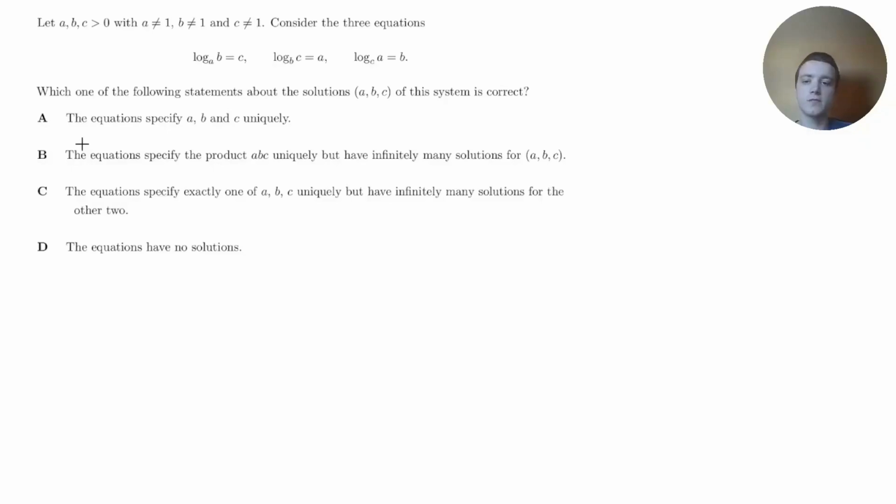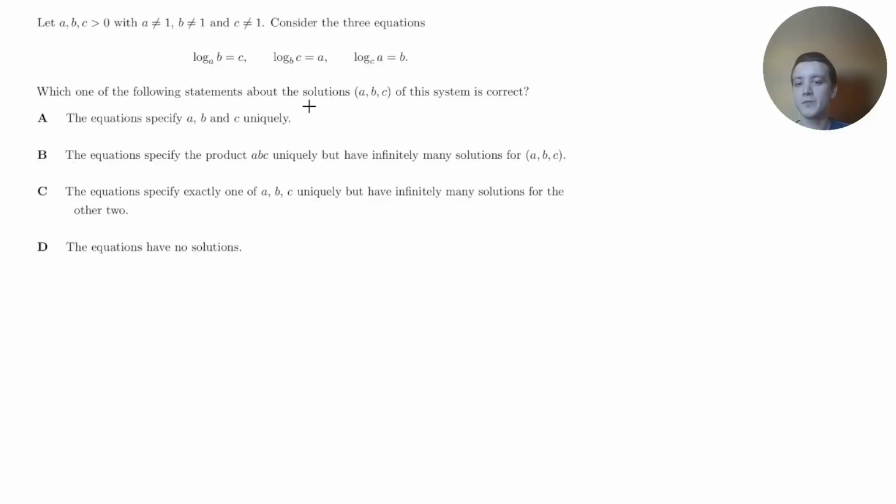So either the equations specify A, B, and C uniquely, so they have one unique solution for A, B, and C. The other possibility is that the equations specify the product A, B, C uniquely, but have infinitely many solutions for A, B, and C. Or we could have that one of A, B, and C is specified by this set of equations, but there are infinitely many solutions for the other two. And our final option is that the equations have no solutions. This problem is essentially asking us to investigate these simultaneous equations and figure out some things about the solutions.